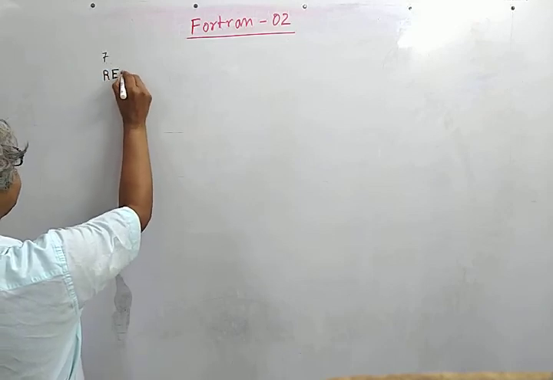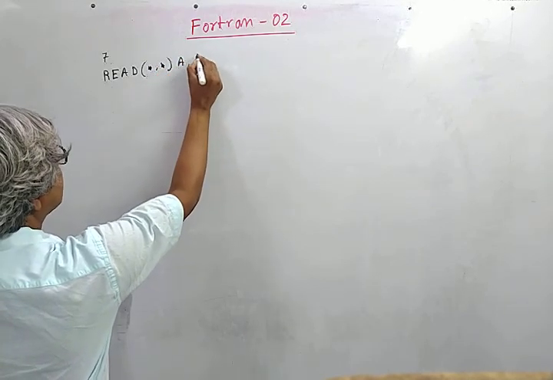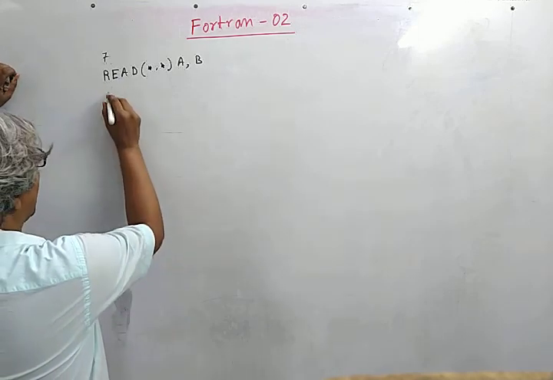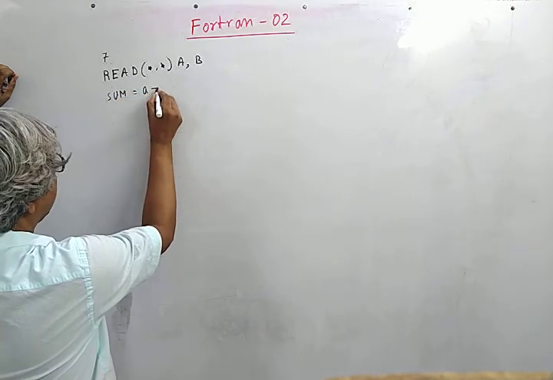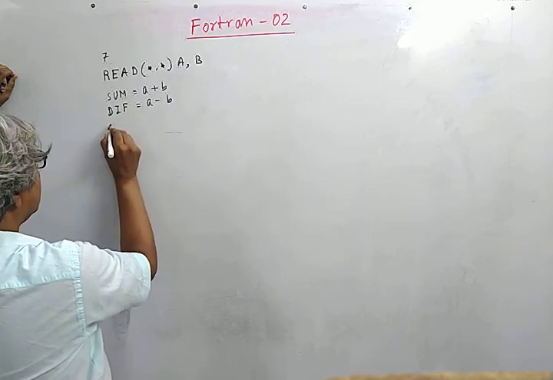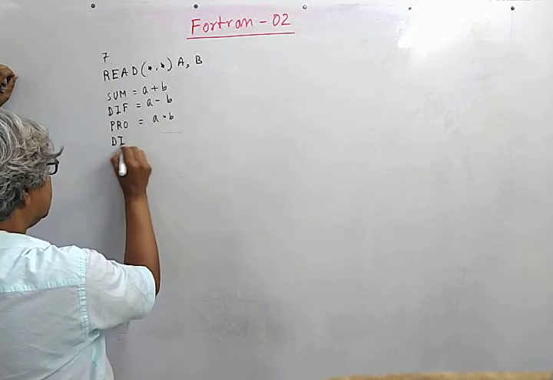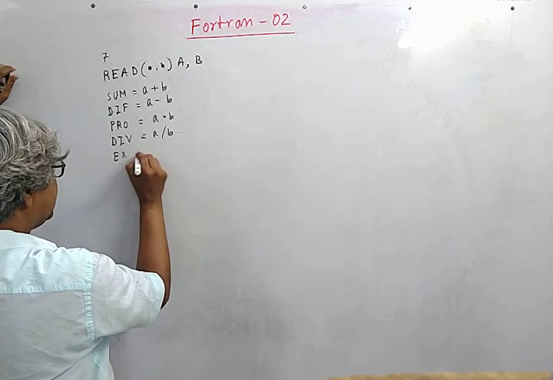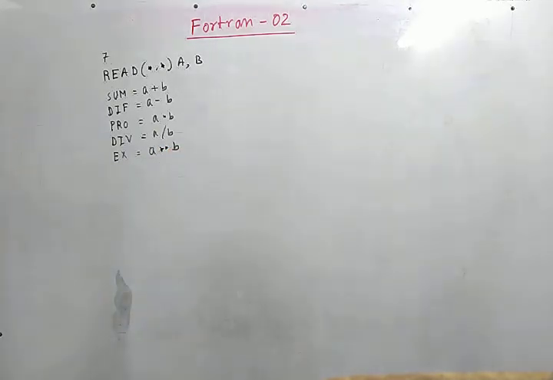First thing is read a comma b. So this reads the two inputs a and b. Then to calculate, we write the expression sum as a plus b, difference a minus b, product a star b, and division a by b, exponentiation a double star b. Now all the things have been calculated.